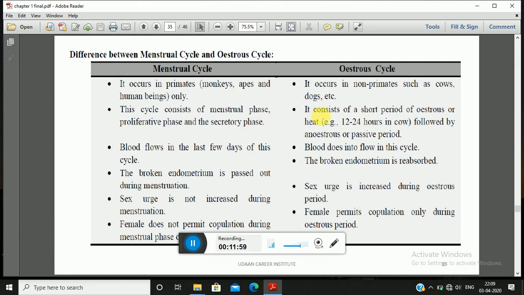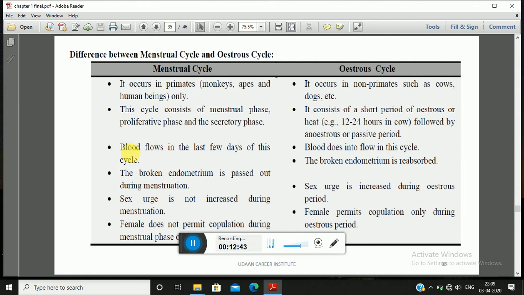Whereas the oestrus cycle consists of a short period of oestrus phase or heat phase, which lasts about 12 to 24 hours in case of a cow, and that is followed by an anoestrus phase or passive period. Basically, the heat phase is known as the oestrus phase, and during that phase the organism is reproductively active. After that period, it becomes reproductively inactive, which is considered the passive period or anoestrus phase.